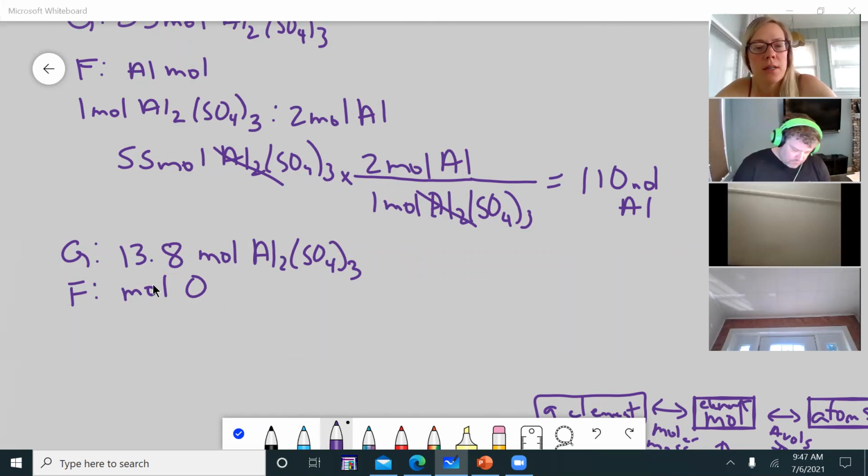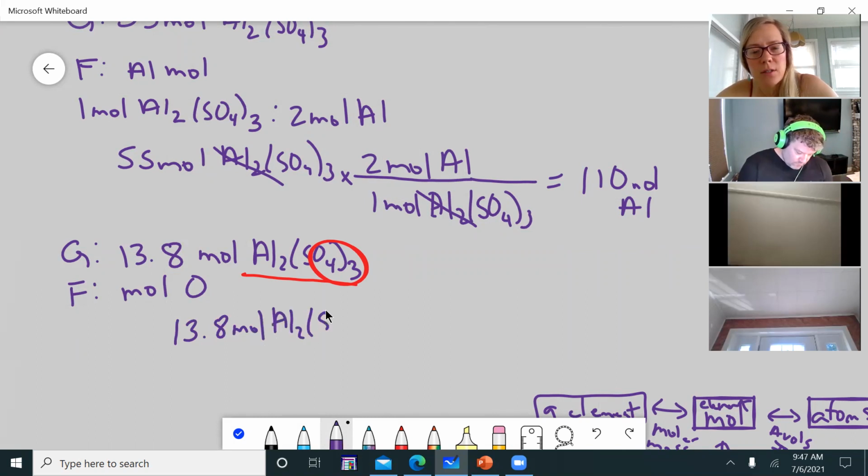Okay, so in this ratio, we're going to look at the compound as a whole in relationship to the oxygen. So it's a 1-to-12 ratio. We start with our given information, 13.8 moles of the Al2(SO4)3.